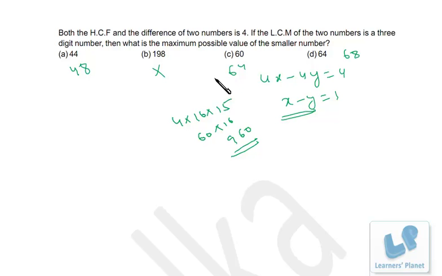Just a simple conceptual problem, not much paperwork is required, and you must be clear that if the numbers have HCF as 4, that means the numbers can be assumed as 4x and 4y, right? Where x and y are co-prime to each other. Okay, I hope you are clear.